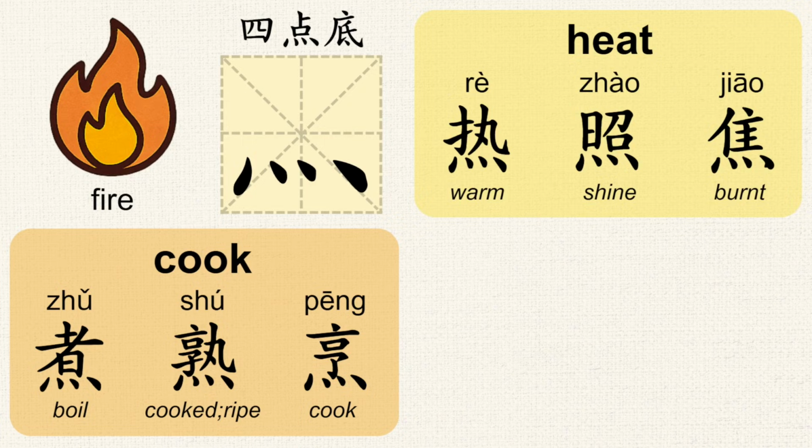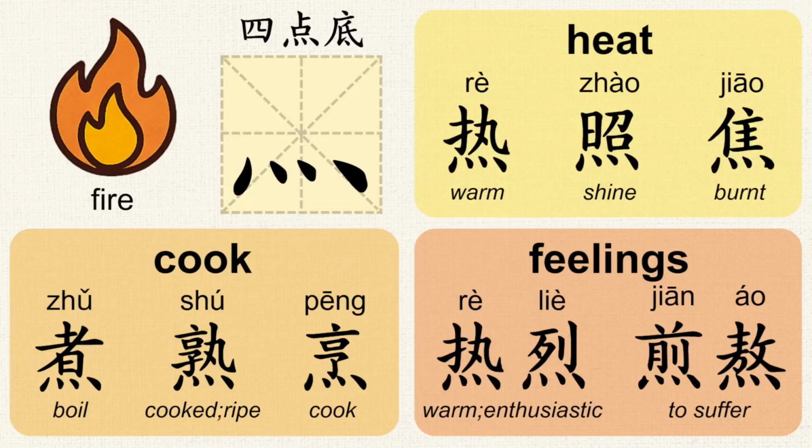As a third meaning, the four dots can also relate to emotions or feelings. For example, 热烈, which means warm, as in 热烈欢迎, which means warm welcome, or in 煎熬, which means to suffer or to live in hardship.